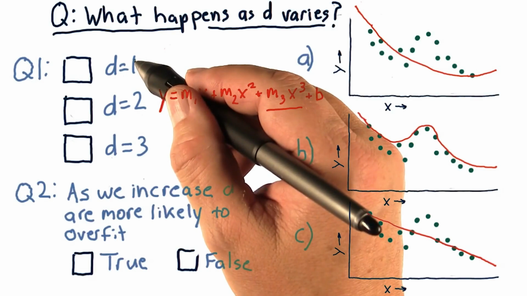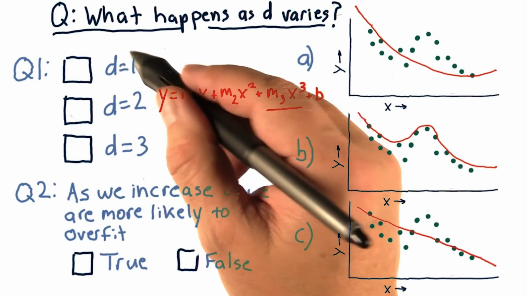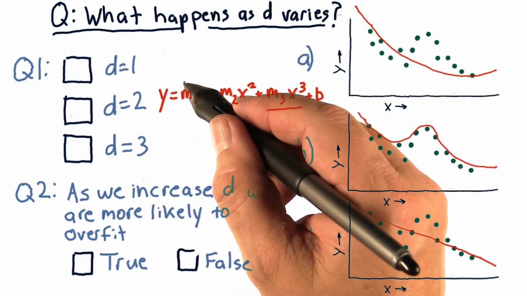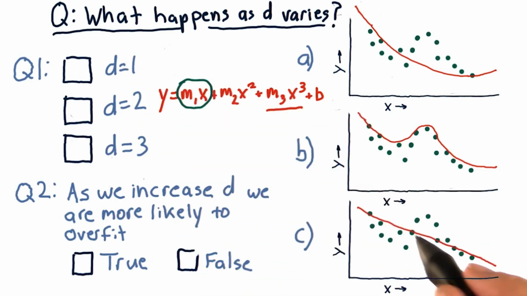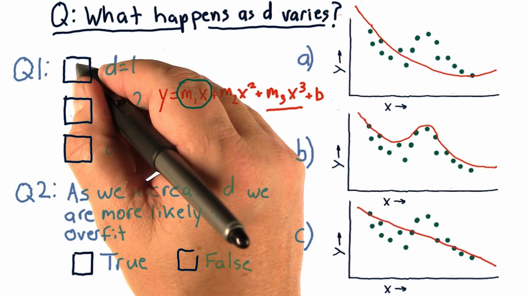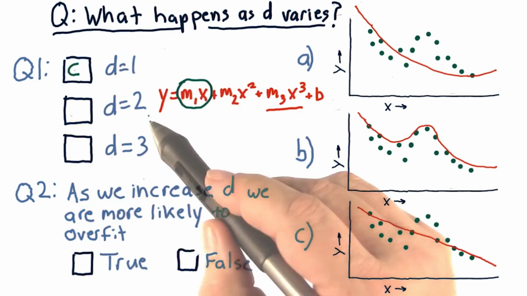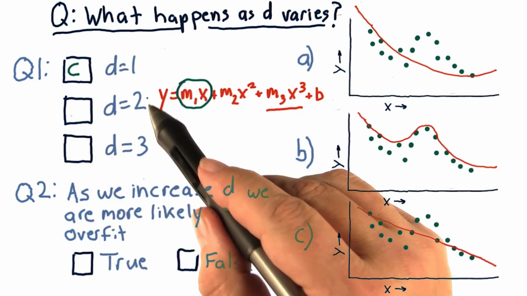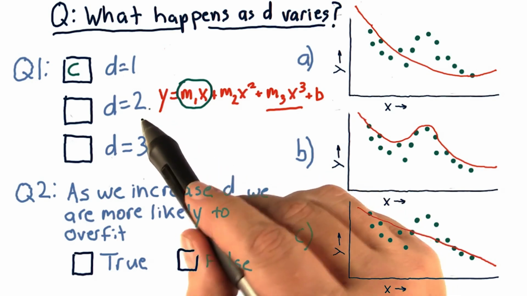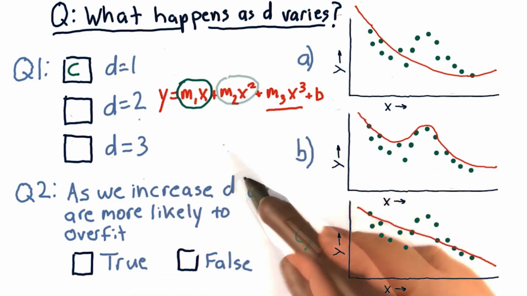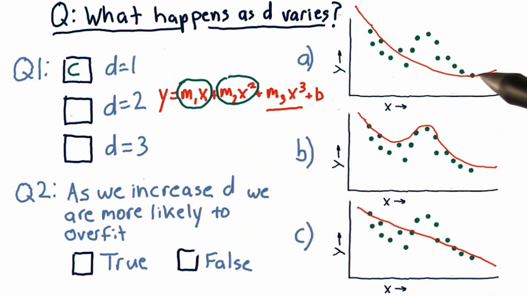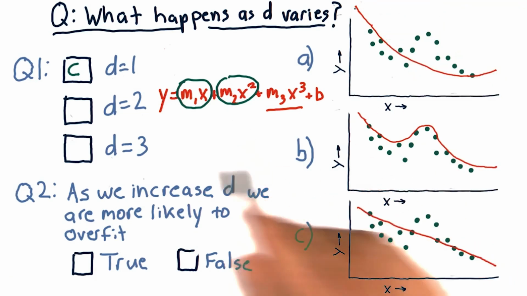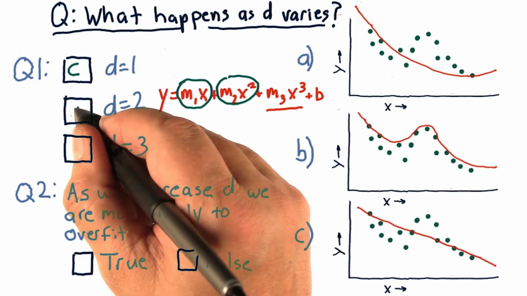Okay, let's start with d equals 1. Well, that's a linear model. That includes just this component. So of course it must be a line, so it's got to be this one. That means the answer here is C. Now we have order 2 and order 3 to choose from. 2 is a parabola, so it's including this component as well. This one's a parabola, of course, and so the answer to that one is A.